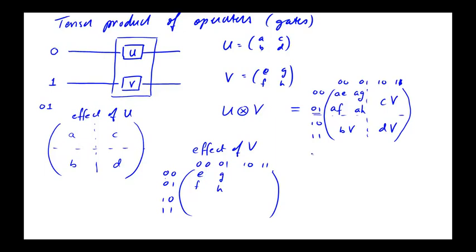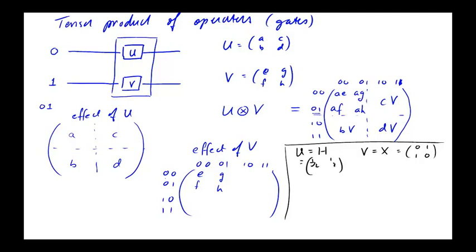Suppose U was equal to the Hadamard transform and V was equal to X, which is 0, 1, 1, 0. And H, of course, is 1 over square root 2, 1 over square root 2, 1 over square root 2, minus 1 over square root 2. So what is H tensor X equal to?